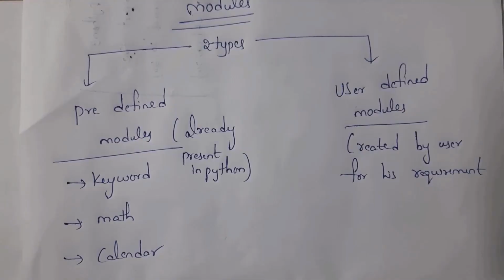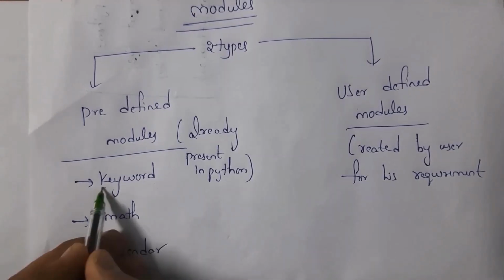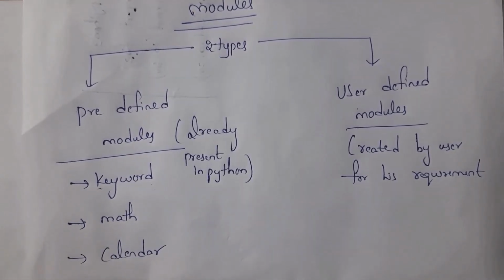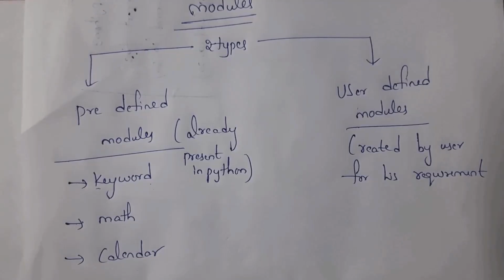Modules which are already present in Python are known as predefined modules. These modules are already present in Python. For example, the keyword module, math module and calendar module. These are some of the examples of predefined modules. These modules are already present in Python.